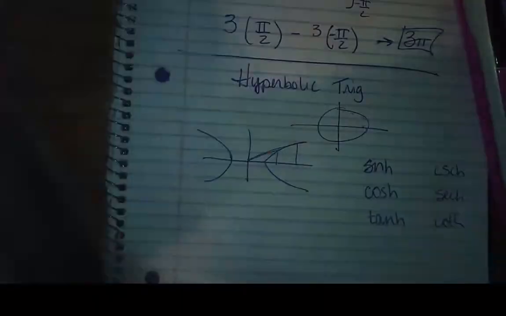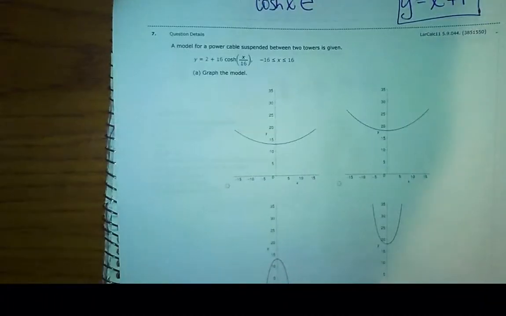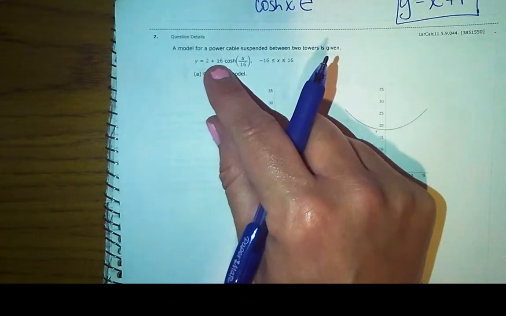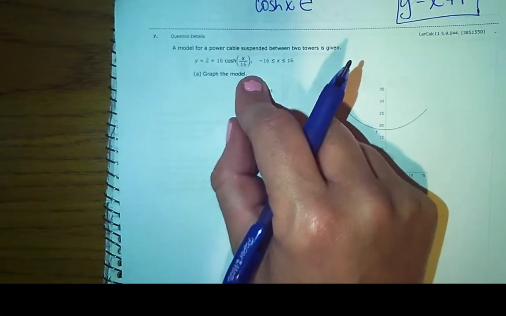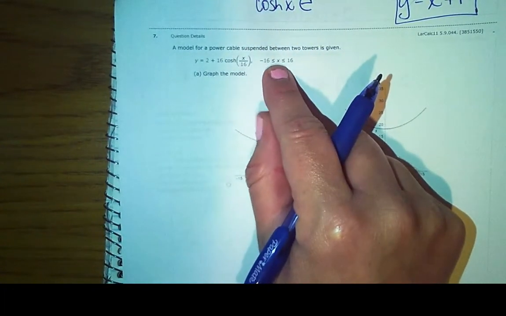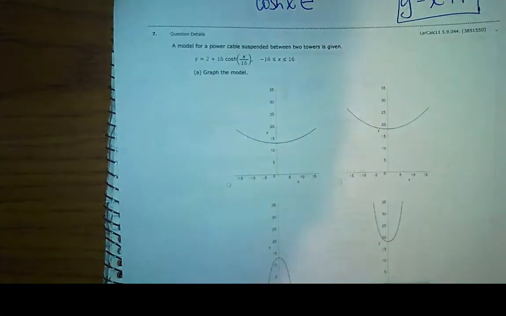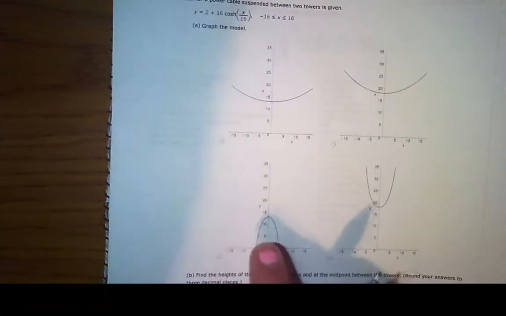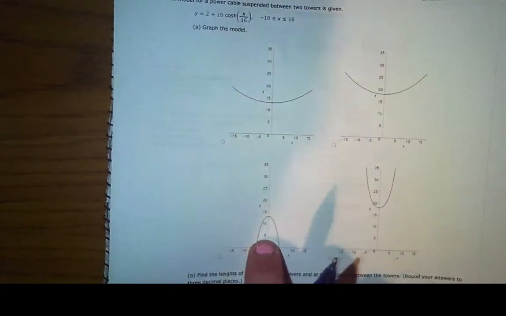Okay, so let's get back to this one. This one is a complete and total calculator problem right here. So a model for a power cable suspended between 2 towers is given. So the model is 2 plus 16 cosh of x over 16. And the width of this thing goes from negative 16 to positive 16. Okay, so all three of the, well, first, that's not a good power cable. Otherwise, people are dying, okay?